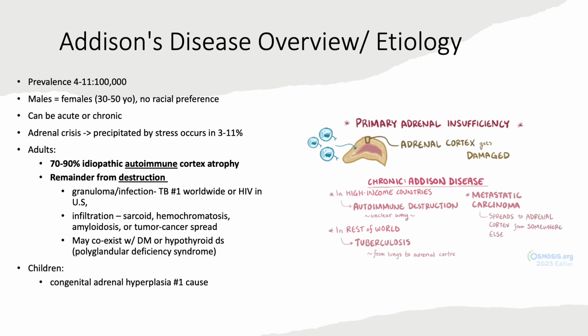Important causes include carcinoma, so cancer can spread into the adrenal cortex. Other causes, actually the number one worldwide cause of adrenal dysfunction is TB. Other destructions can be infiltration from hemochromatosis, amyloid disease, again, cancer, and other infiltrative diseases like sarcoidosis. In children, in the rare case, it is usually a congenital adrenal hyperplasia, and that's the number one cause.